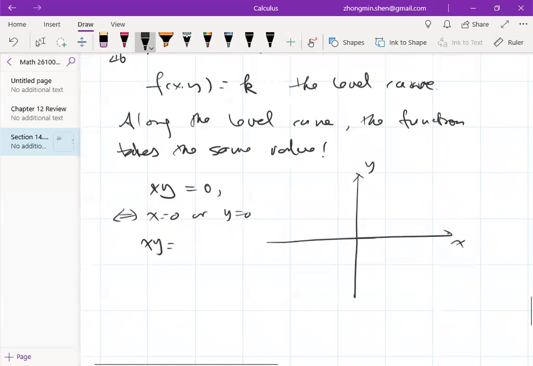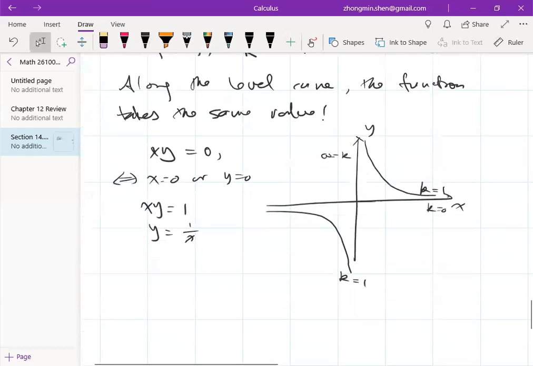When xy equals 1, so y equals 1 over x, the curve will look like that. So that is k equals 1. And the axes are k equals 0, the x-axis and the y-axis.